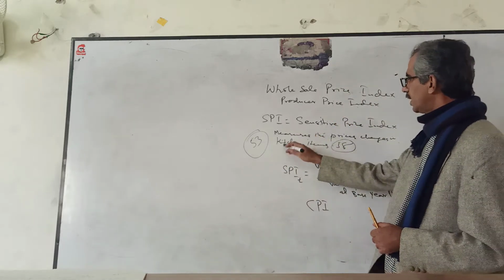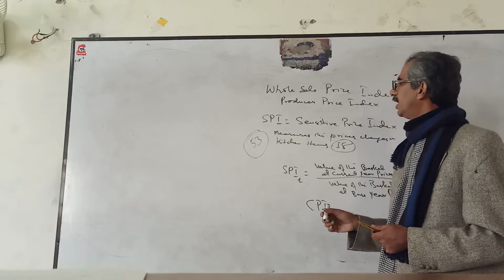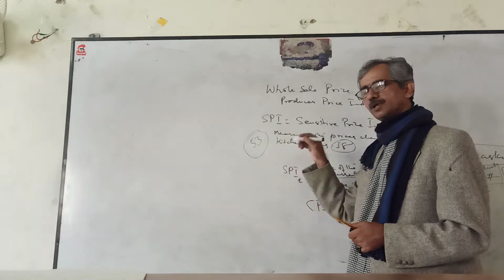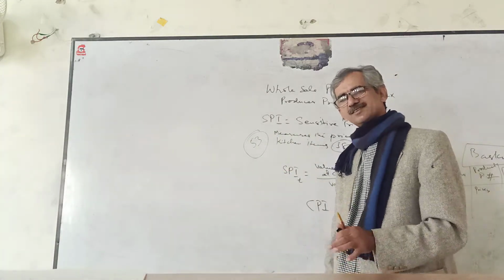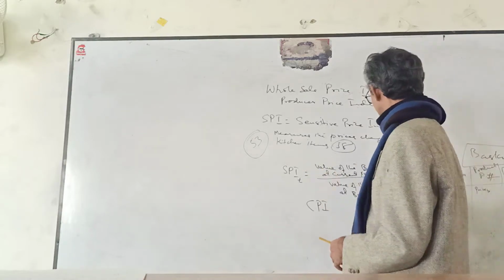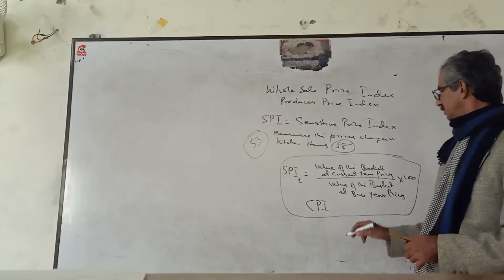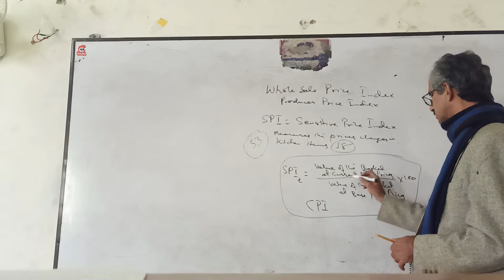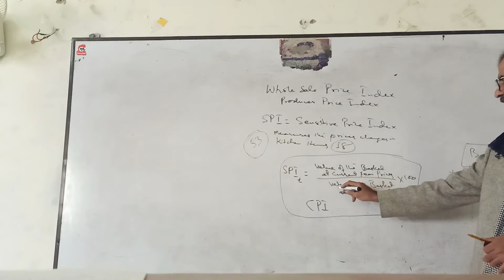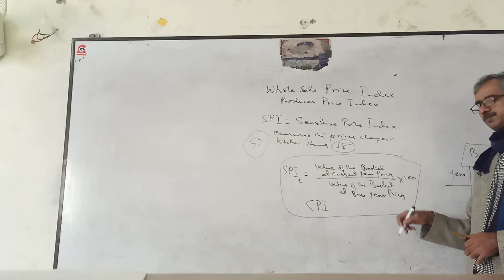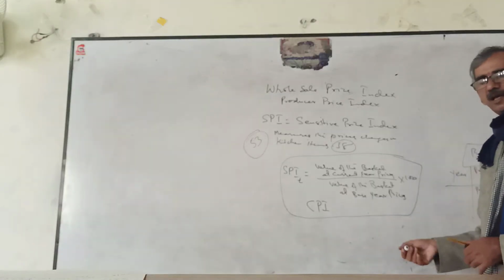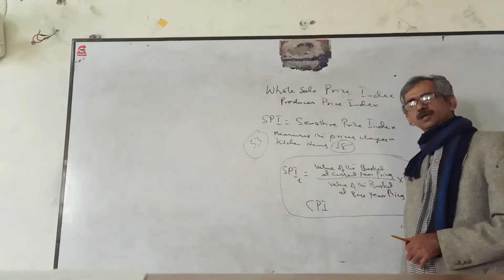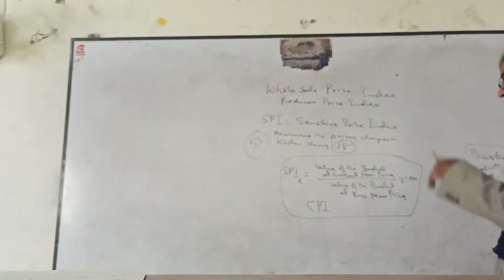So to calculate the SPI, the sensitive price index, or the sensitive price changes, first you need to calculate the index. As we have discussed in the previous lecture on how to calculate indexes, we use this formula: the value of the basket at current year prices divided by the value of the basket at base year prices. Again I repeat, the base year is the selected year which is used to compare the other years, the current prices and the future prices.